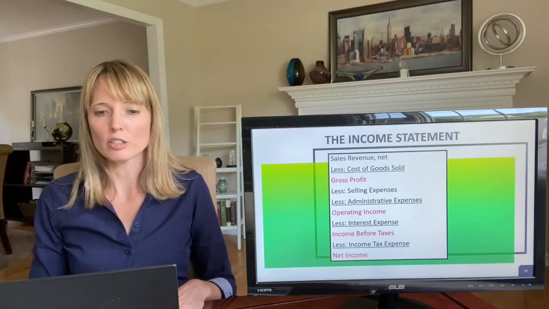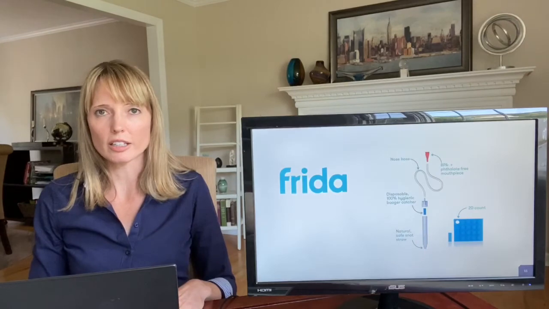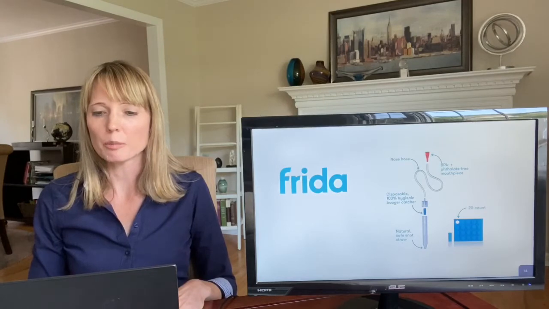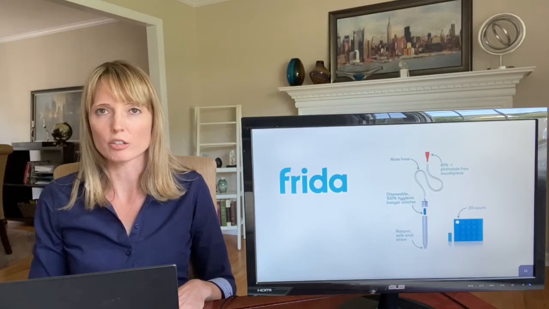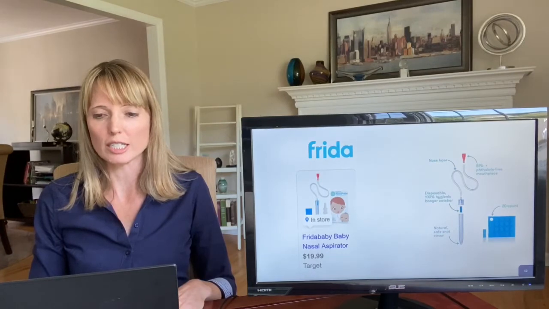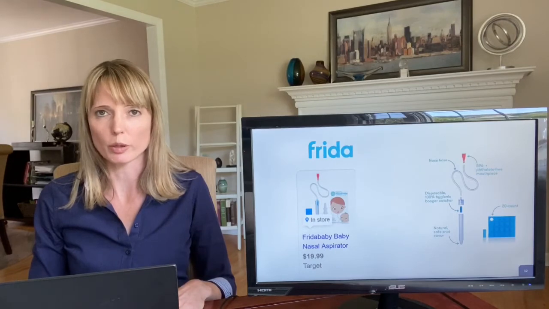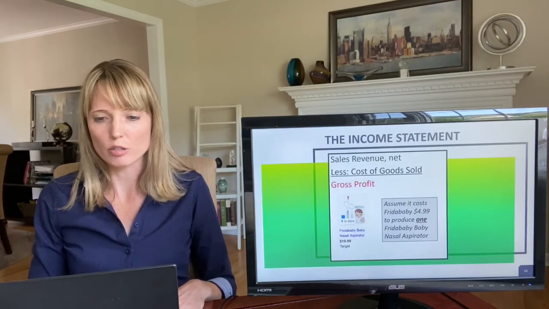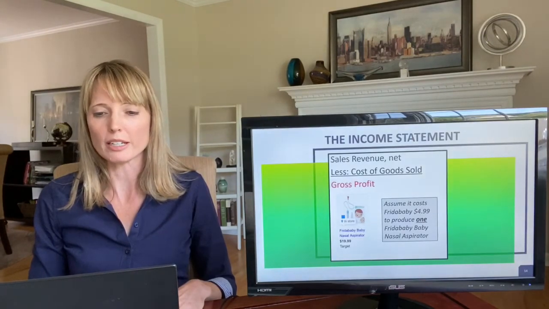Let's move along to cost of goods sold and gross profit. Let's take a look at an example here. This product that we're going to look at briefly is a baby nasal aspirator that's produced and sold by a company called Frida, also called Frida Baby. Now, this product is sold at Target for $19.99. Let's assume that that is Frida Company's sales price. Regardless of where it's being sold, it sells for $19.99. Let's now also assume that it costs Frida Baby $4.99 to produce one baby nasal aspirator.